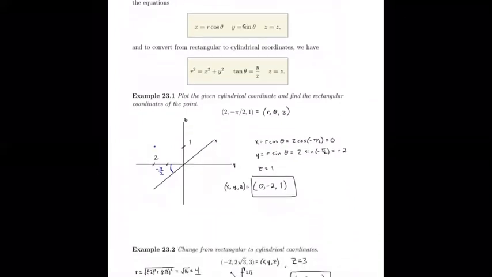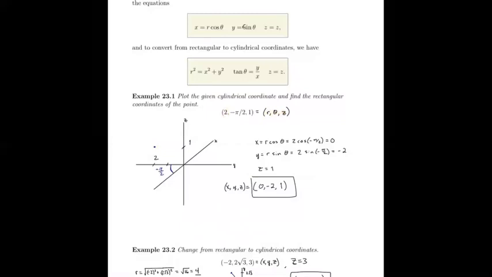So we're asked in the example below to plot the given cylindrical coordinate and find the rectangular coordinates of the point. So we're given 2, negative pi over 2, 1. One of the harder things about this is just remembering what's what. It's r, theta, z, so this is r, the angle theta, and the value z. So it's best to plot r, theta first.